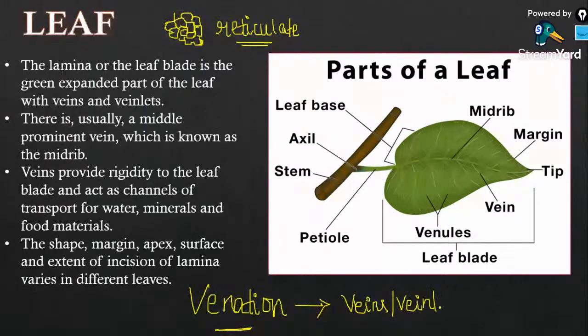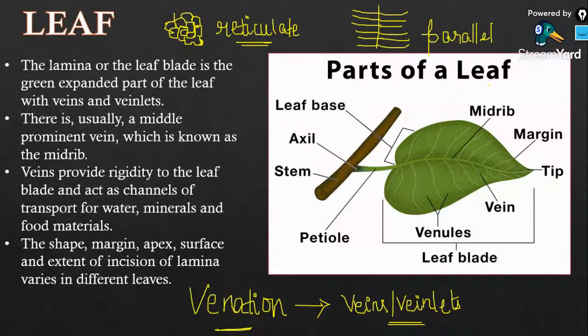Okay, the arrangement of veins and veinlets in a leaf is known as venation. Clear? Have you understood what is reticulate? And right now, just imagine what is the condition with a banana leaf. In a banana leaf, you will find certain veins like this. This is known as parallel venation. Right?